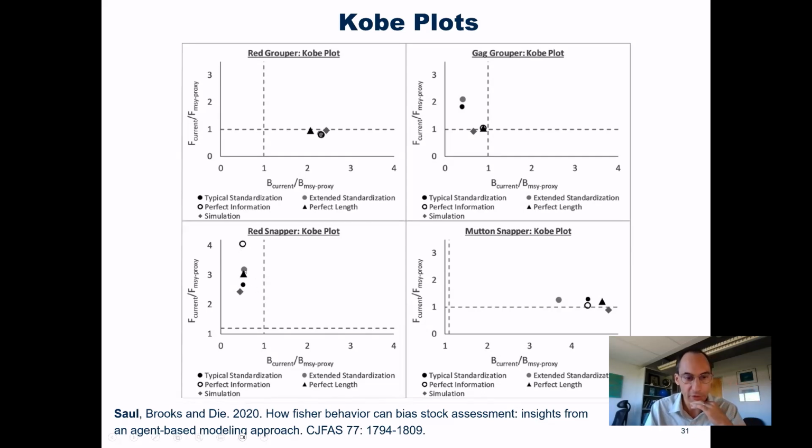And then these other points are different versions, with either the typical standardization, which is the black circle here, or extended standardization, again using the indices that had more factors in them, which is the gray circle. And then the triangle is what I call perfect length. So I put both perfect information, and essentially the length distribution of the population, into the stock synthesis model, instead of the actual catch length, to see if that would bring us closer to reality.